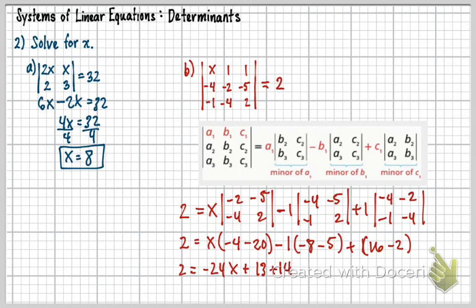So then my next step is going to be 2 equals -24x plus 27. Now I'm going to subtract 27 from both sides, and that's going to be -25 equals -24x. And then I divide by -24, so x equals 25 over 24 as our final answer. Now again, this is just a nice way to use those determinants to solve for a variable here. So there's our answers for these 2 problems.